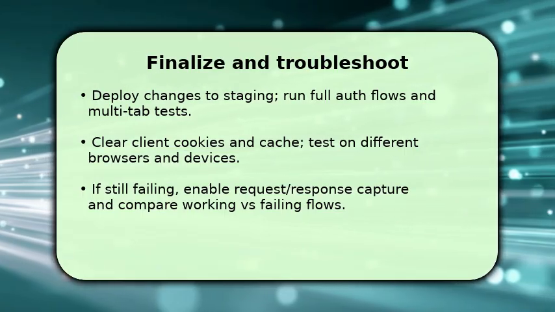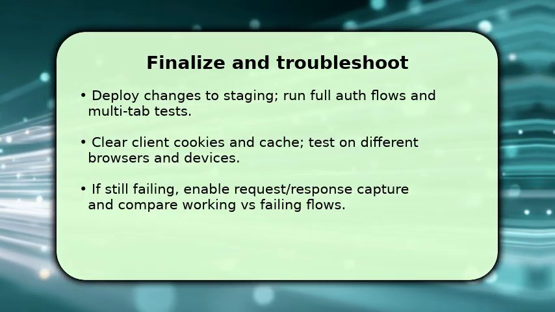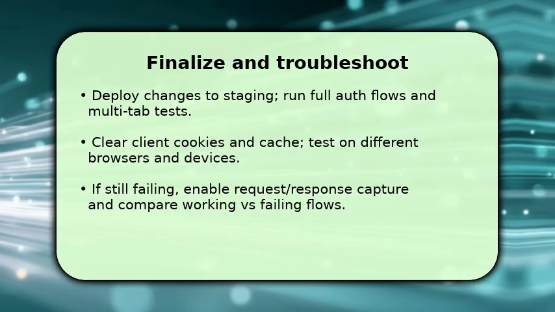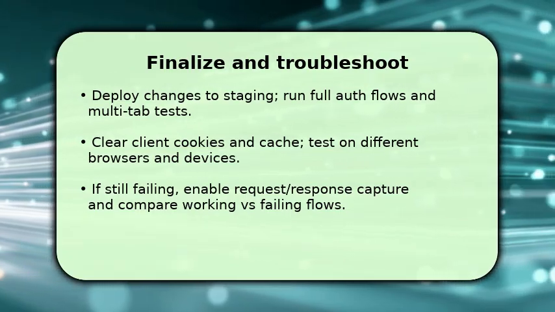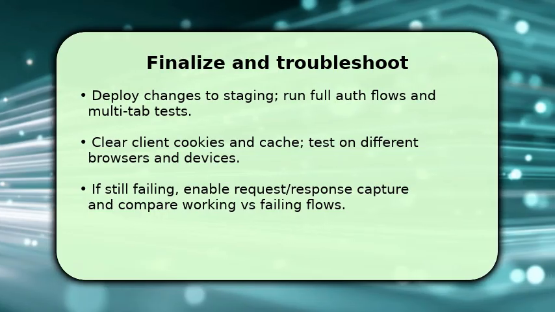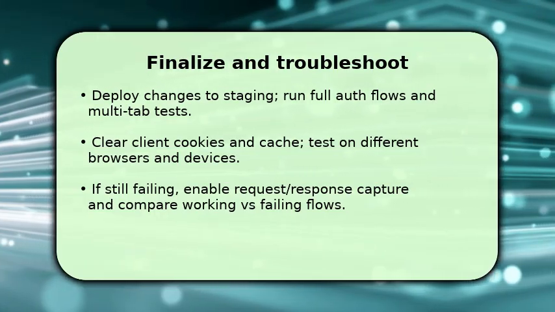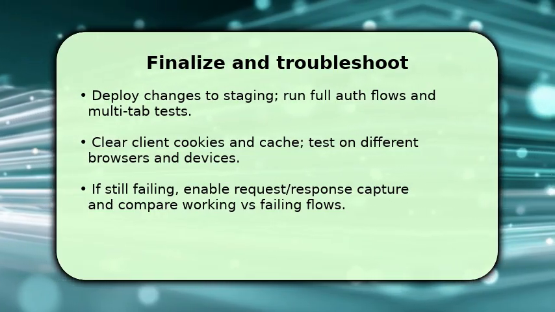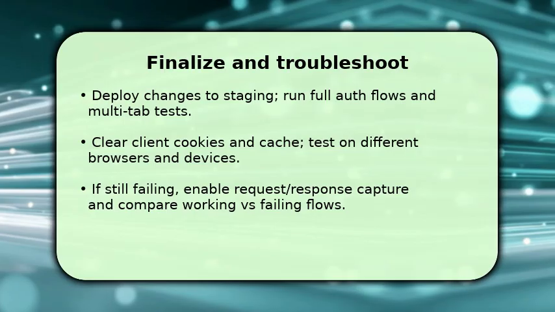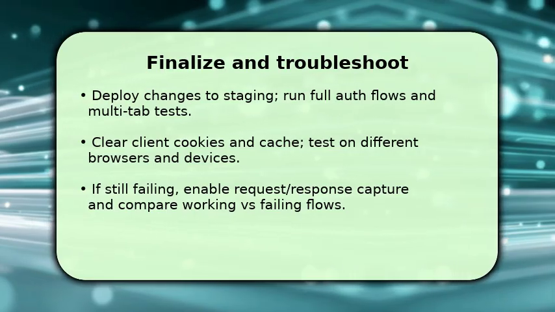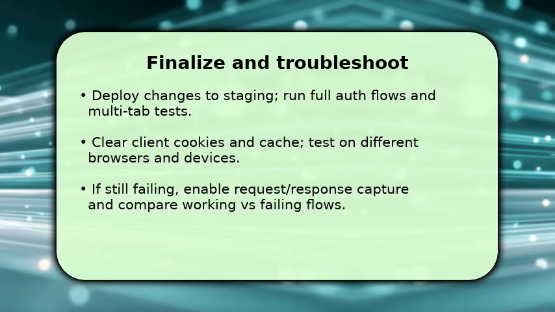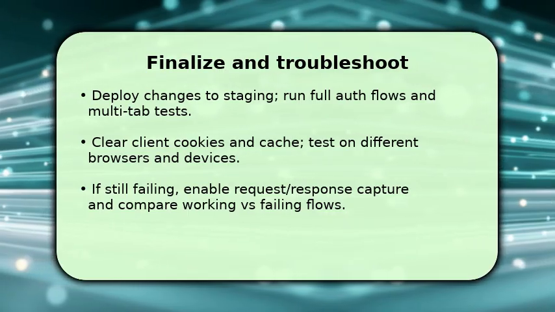tokens persist correctly. Once done, clear client cookies and cache and test across browsers and devices to rule out client-side caching. If the 419 persists, enable request and response capture and compare a working flow to a failing one. This reveals missing headers, cookie drops, or timing issues. One key troubleshooting tip: check time skew between nodes.